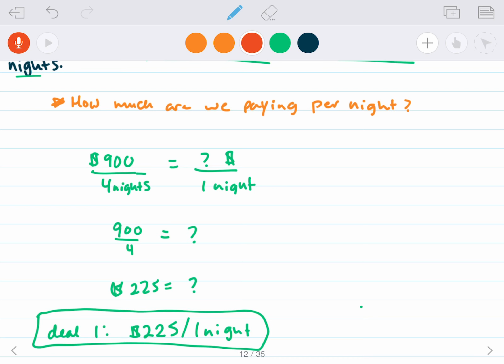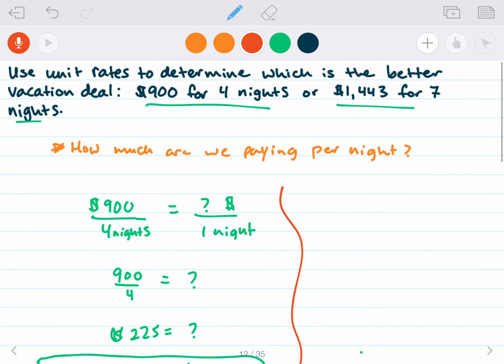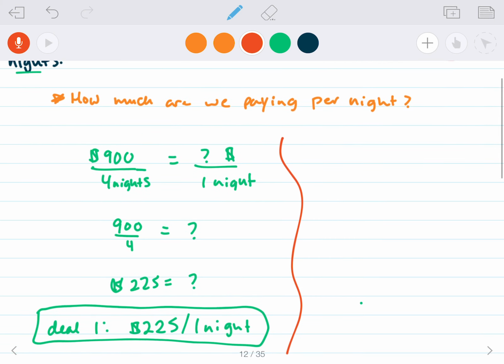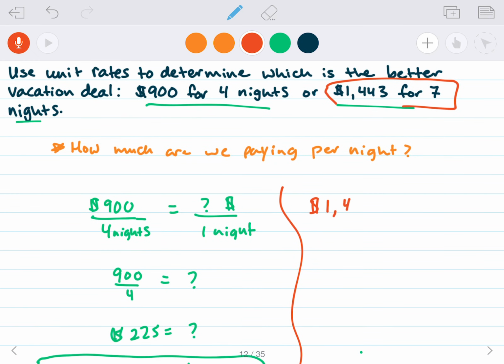Okay. For deal 2, it says we're going to pay $1,443 for 7 nights. You can just divide the numerator by the denominator. That works too if you don't want to do this whole process, but just for the sake of continuity, I'm going to do it like this. But yeah, just divide numerator by denominator if you like that way better. Okay, so this is going to be equal to how much money per night?